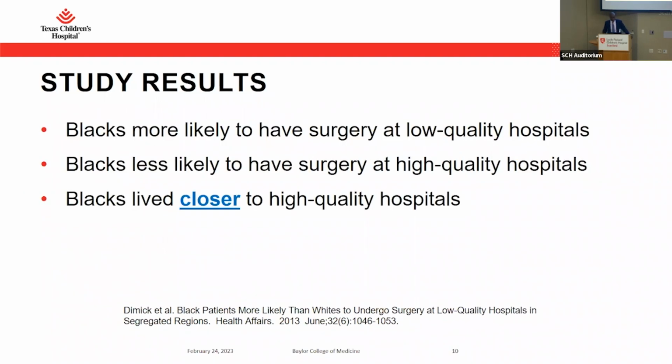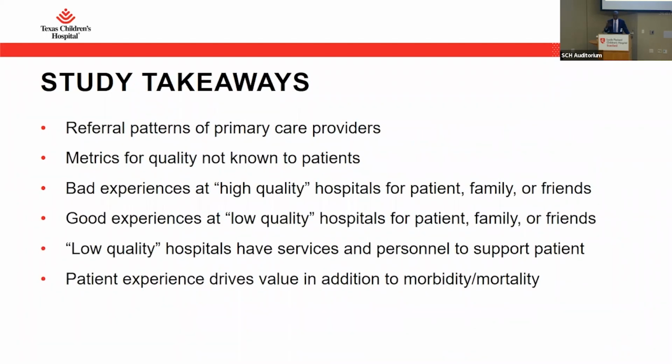What was interesting about this, and very simple, Black versus white: Blacks were more likely to have surgery at what were deemed low quality hospitals, again, based on morbidity and mortality. They were less likely to have surgery at high quality hospitals, but they actually lived closer to high quality hospitals. So when I saw this study, I was totally blown away in the sense of how can you explain these results? These are the insights I came away with from this study: it's a number of factors.